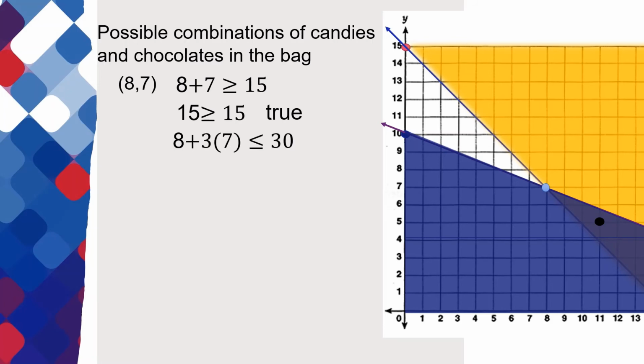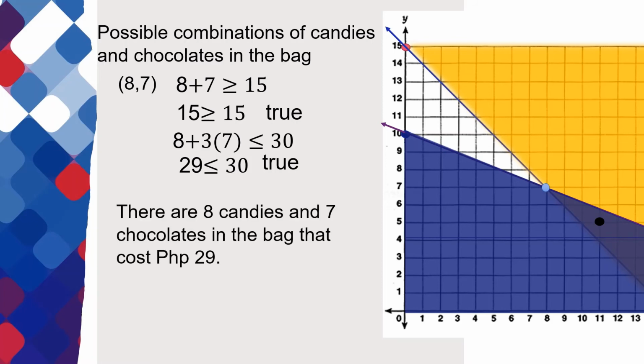Then on the second inequality, 8 plus 3 times 7 is less than or equal to 30. When we simplify that, it will be 29 is less than or equal to 30, which is also true. So what does it mean? Meaning that there are 8 candies and 7 chocolates in the bag that cost 29 pesos.